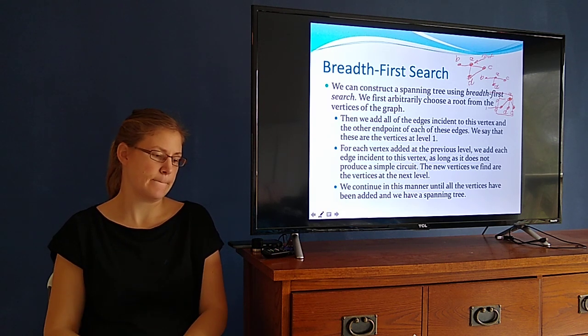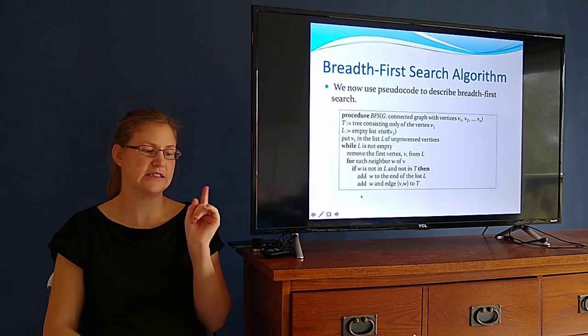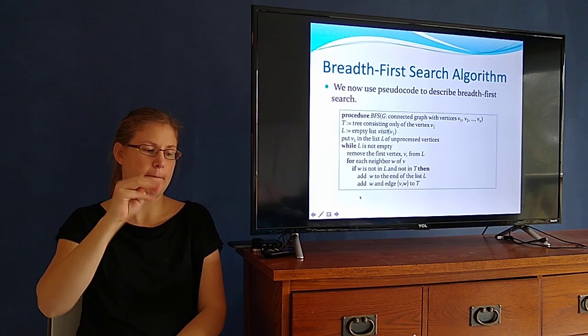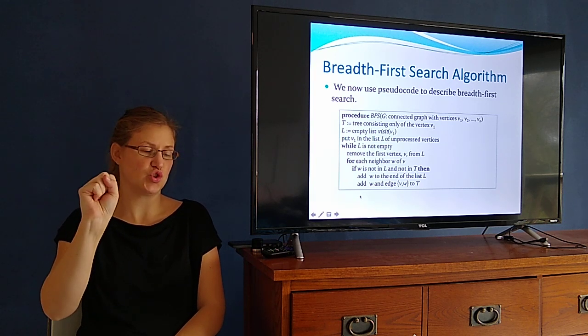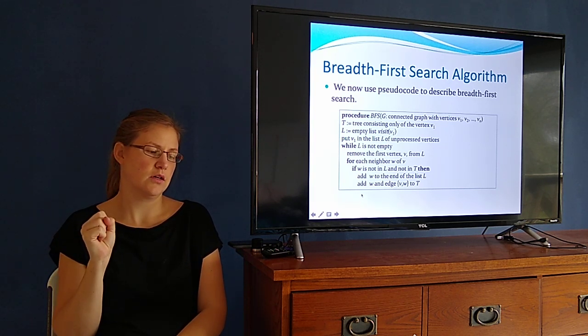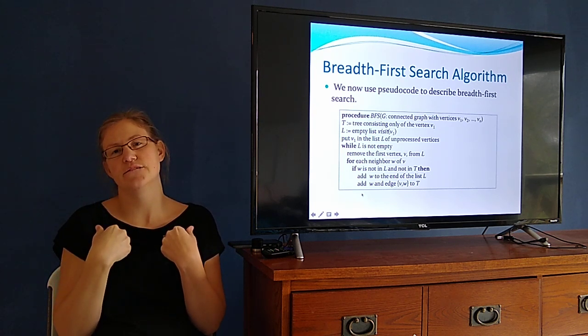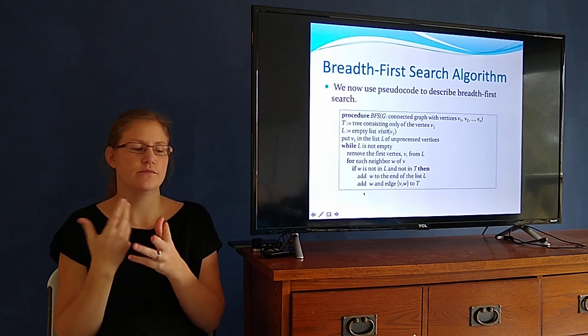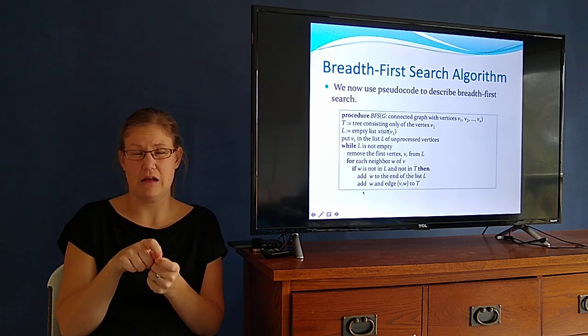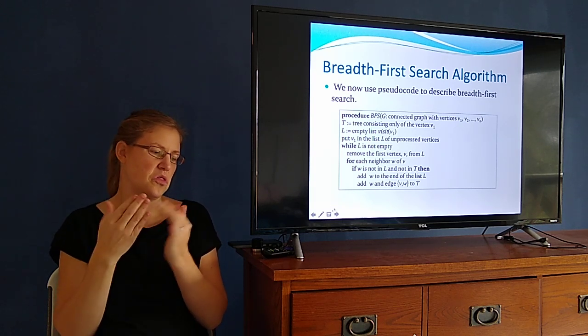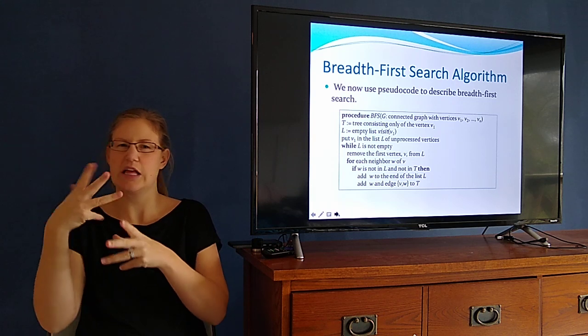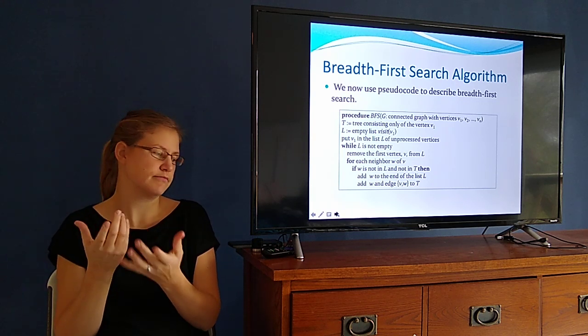Let's have an example. This is the pseudocode, or the algorithm, for breadth first search. It's out of the scope of this chapter, but if you want a clearer idea or more details, you can go over it. But again, it's out of the scope.